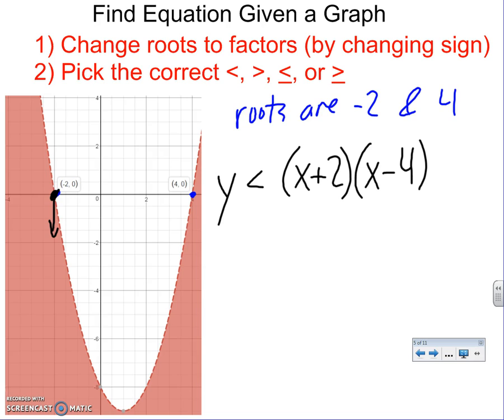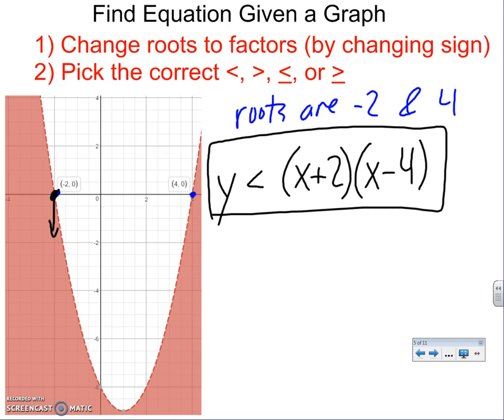Now since the line's dotted, there's no equal sign. That's all I need. So can you change the roots to factors, and can you pick the correct sign, either less than or greater than, if it's dashed and not solid? If it is solid, make sure you use the equal signs. Make sure you use the correct one.